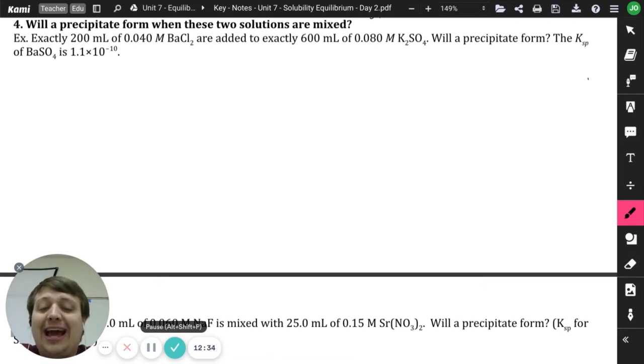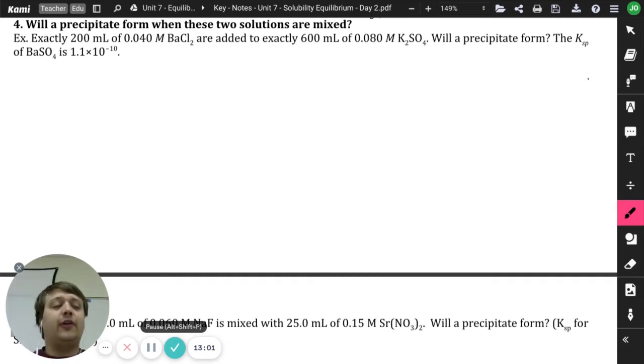So it says exactly 200 milliliters of 0.040 molarity BaCl2 are added to exactly 600 milliliters of 0.080 molarity K2SO4. Will a precipitate form? And then they tell us the Ksp of BaSO4 is 1.1 times 10 to the negative 10. Okay, so what do I need to do first?